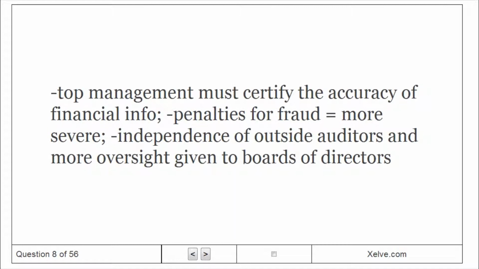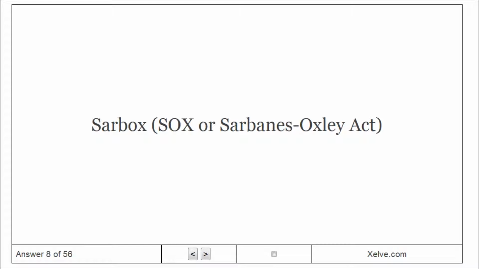Top management must certify the accuracy of financial info. Penalties for fraud equals more severe, independence of outside auditors, and more oversight given to boards of directors. Sarbox.